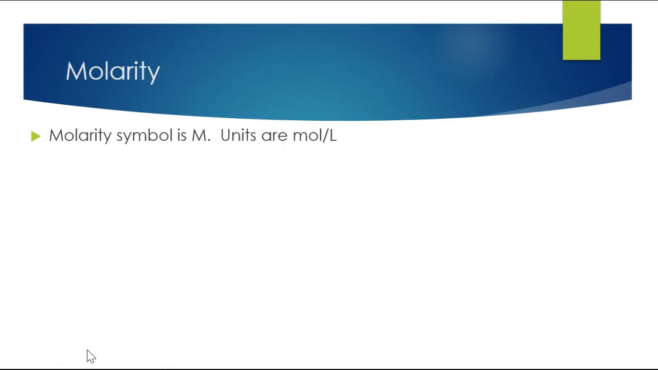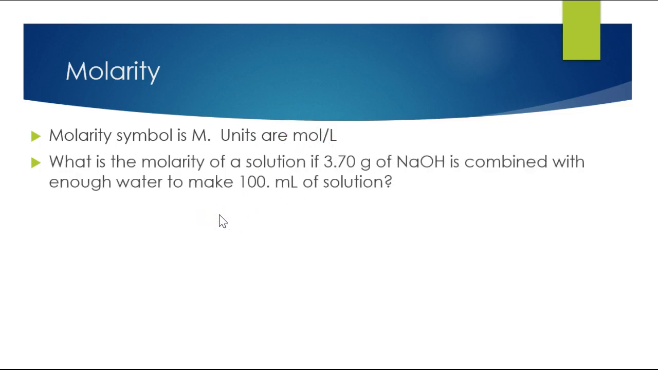Next, we have molarity. This has a special symbol in chemistry. It's a capital M, so get used to this. If you're seeing something that says something M, that means something moles per liter. The units are moles per liter, and so in order to calculate it, you need to know the number of moles and you need to know the number of liters.